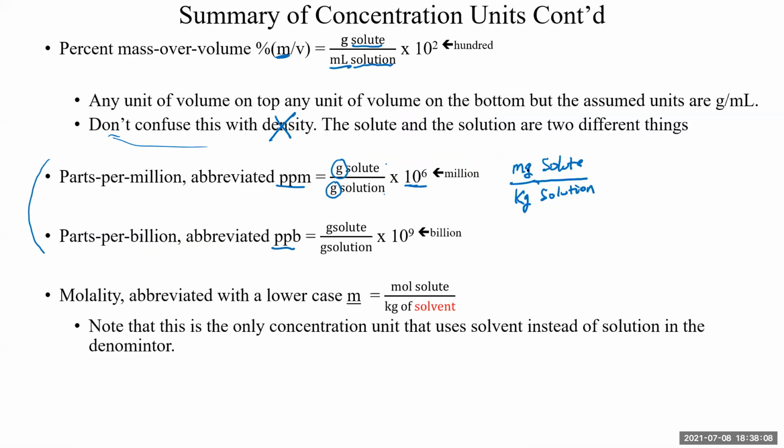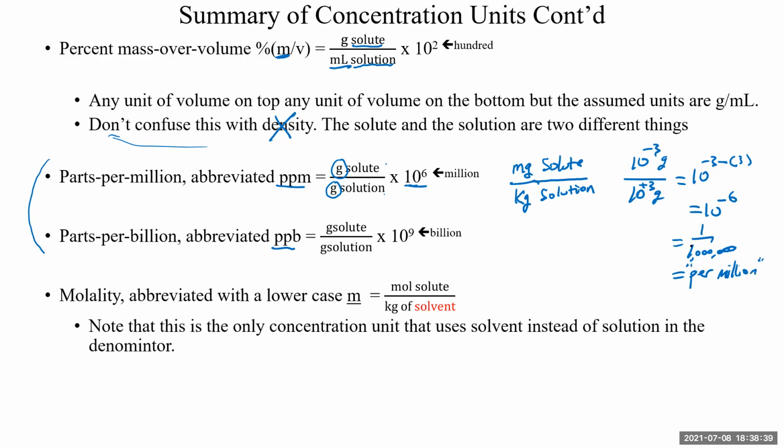So kilograms of solution. Notice if we take milligrams divided by kilograms, what is that? That's 10 to the minus 3 grams divided by 10 to the positive 3 grams. That's going to be 10 to the negative 3 minus 3. That's going to equal 10 to the negative 6th, or in other words, 1 over 1 million, which is literally the definition of per million.